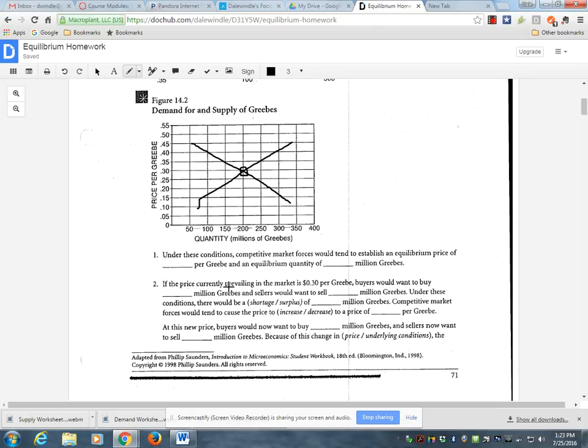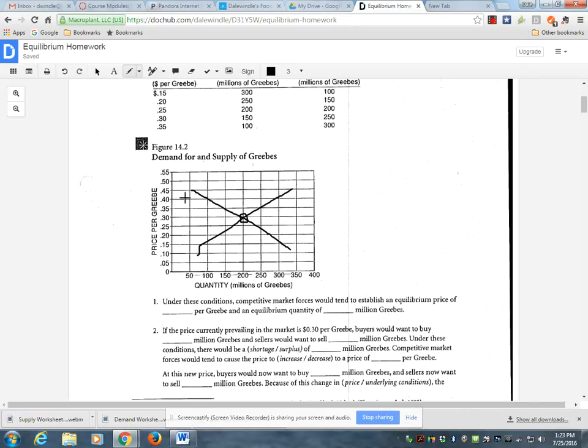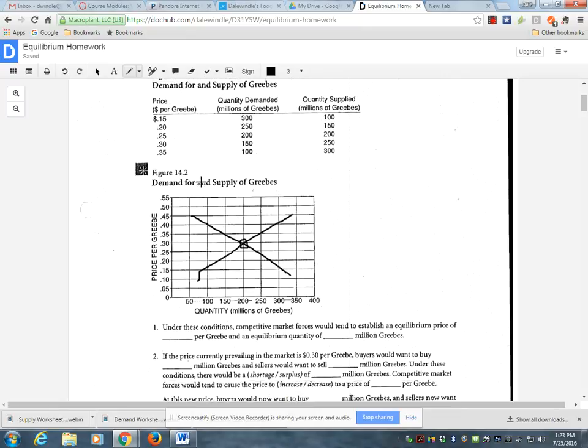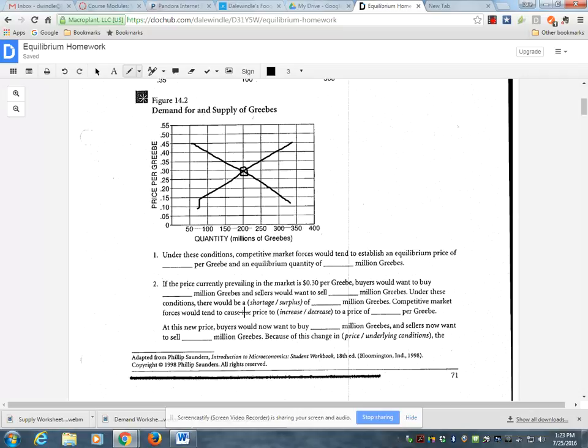What's it asking for? The price and quantity that corresponds to equilibrium. And then let's say the price was 30 cents right here. Then buyers want to buy how many and sellers want to sell how many. Well, you can see right here, buyers want to buy 150 and sellers want to sell 250. Would that be a shortage or a surplus? It would be a surplus because the quantity supplied exceeds the quantity demanded. And here it just wants you to put in the amount of the surplus, the difference between these two numbers. It's 100 million grapes.